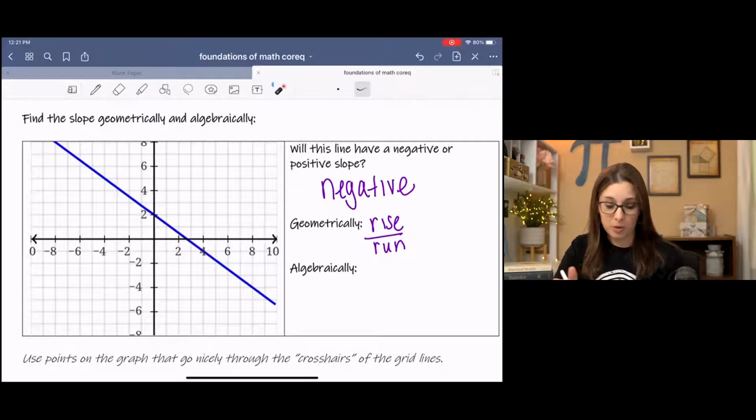A lot of times with algebraic methods, a negative sign is dropped or added in accidentally, and you just have to go back and check that. It's a very simple mistake to fix.